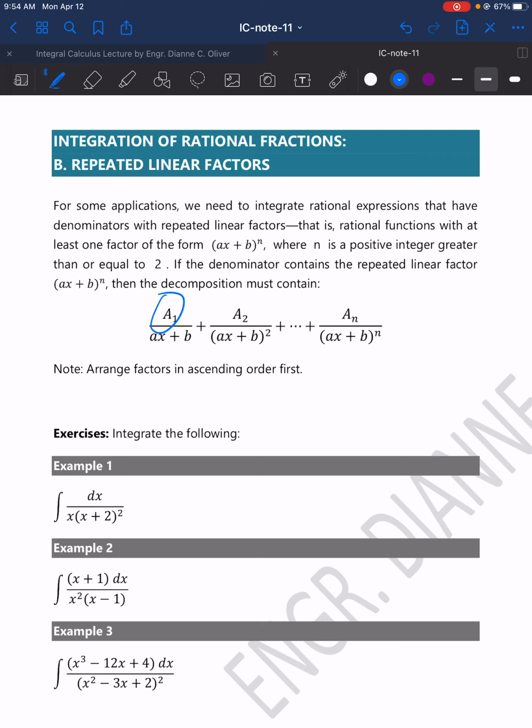Now a1, a2, and a sub n are all constants that need to be determined. But before we proceed to solving, we need to arrange the factors in ascending order first. Okay, so let's exercise this by solving examples 1 to 2.